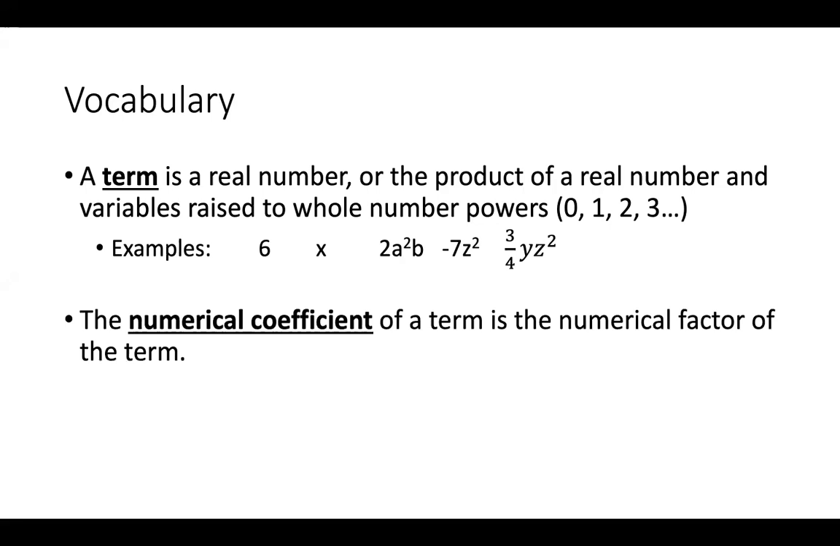The numerical coefficient of a term is the numerical factor of the term. So in these examples, the numerical coefficients would be 6, 1. Remember that when you have a term like x, there is an invisible 1 there. You can think of that as 1x. 2, negative 7, and 3/4. Those are all the numerical coefficients. Usually we just call them coefficients.